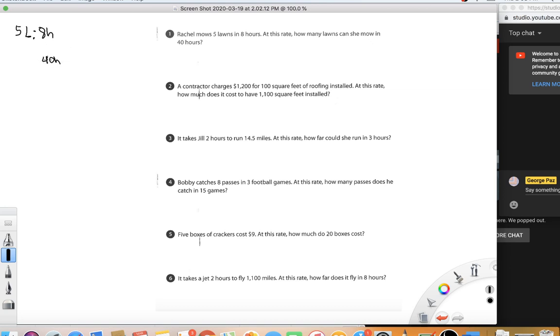How do you get from an 8 to a 40? We need to multiply. 8 times 5 gives me 40, so I multiply both sides by 5. 5 times 5 gives me 25 L, 5 lawns per 40 hours. How many lawns can she mow in 40 hours? She can mow 25 lawns in 40 hours.